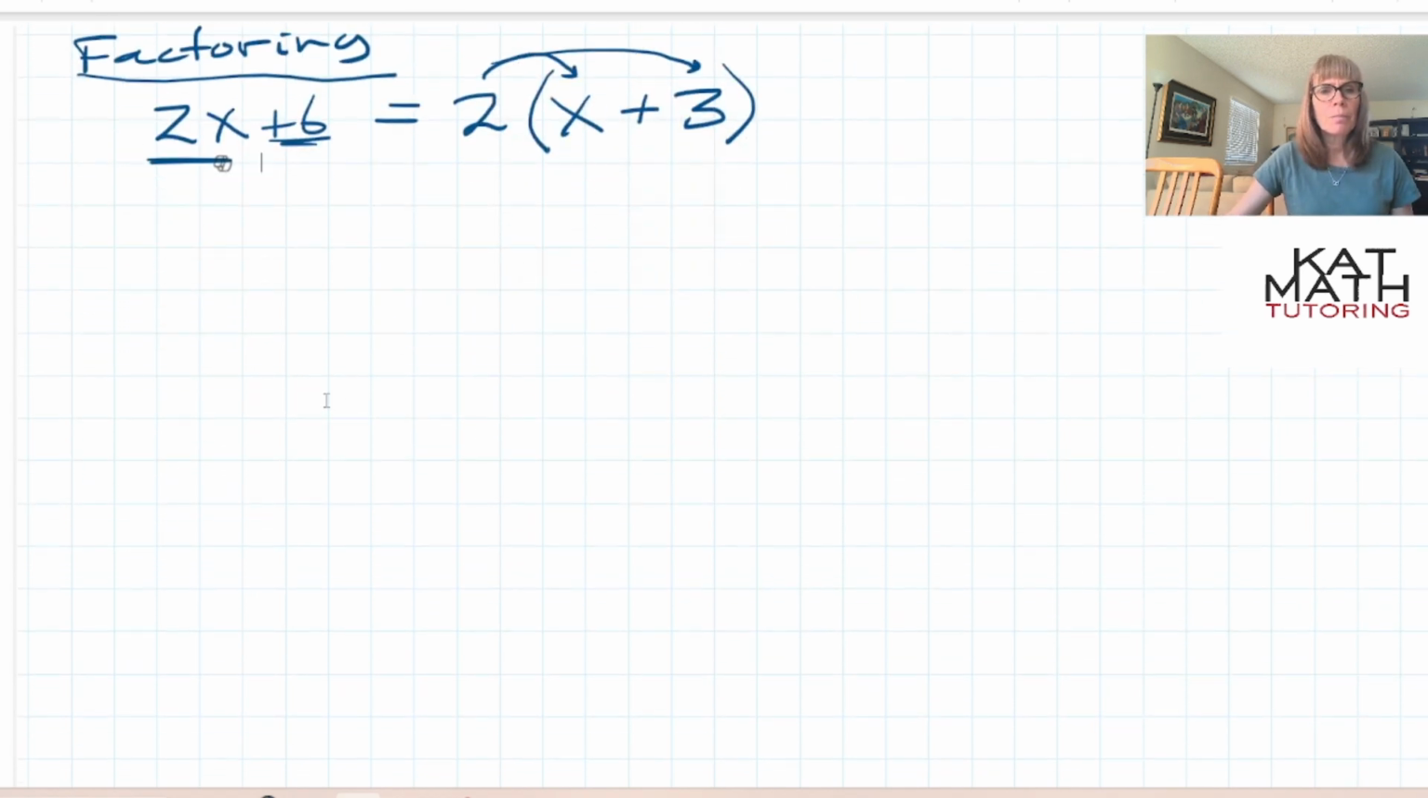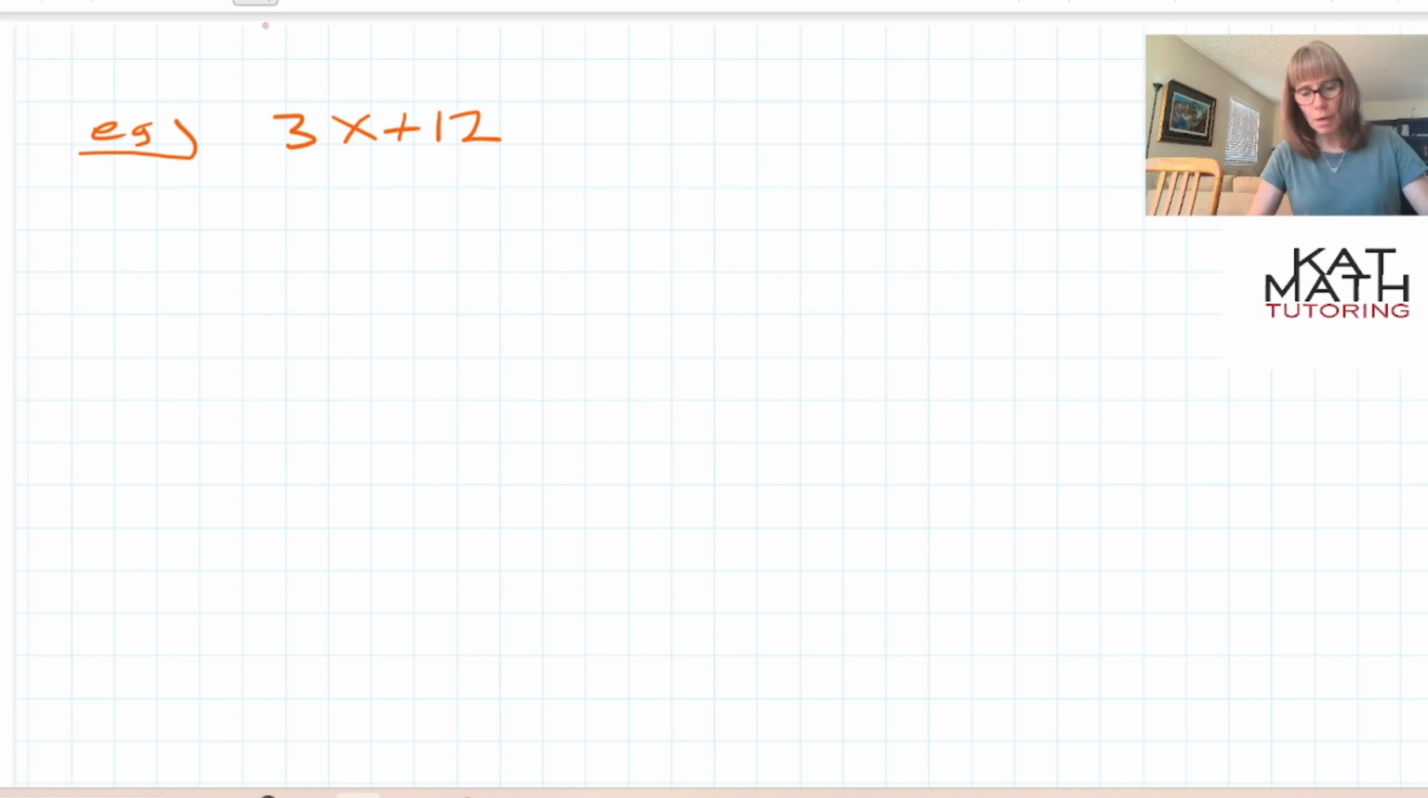Let's try another one. So another one might look like 3x plus 12. So can you see the common factor here? I haven't spent a long time on how to find the greatest common factor, so I'm assuming you have some experience with that. So here the common factor is 3. There's a 3 here, and the 12 is 3 times 4. So when I factor the 3 out, this becomes 3 times x plus 4.